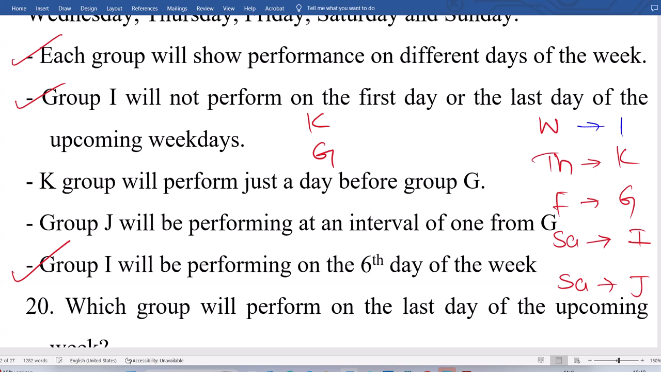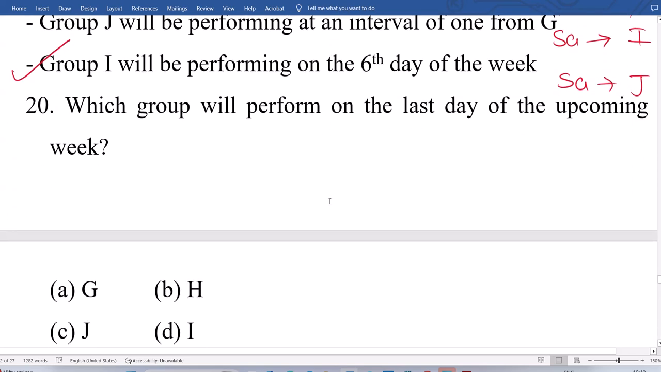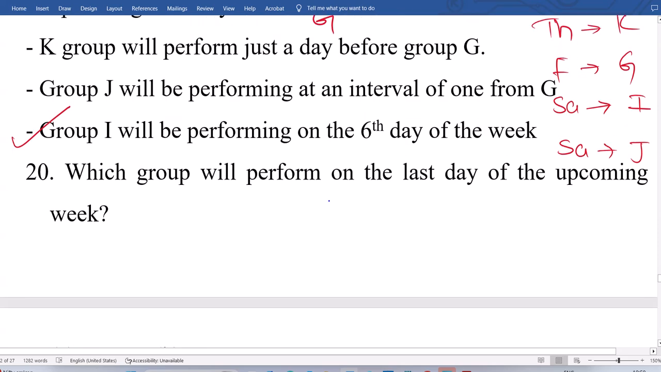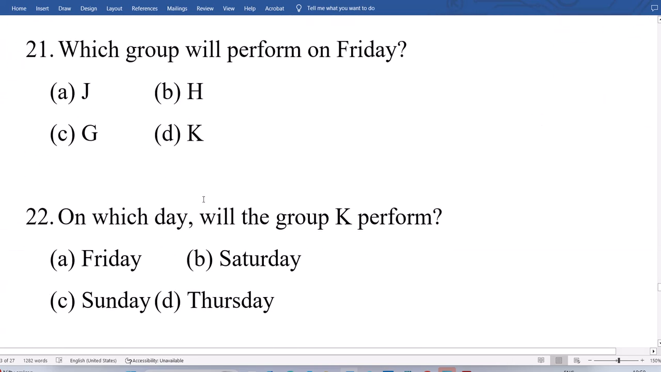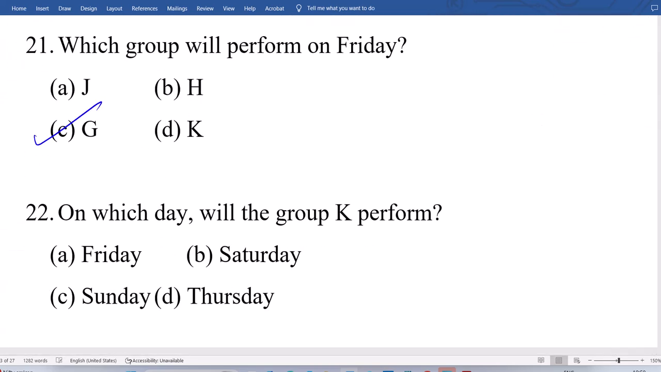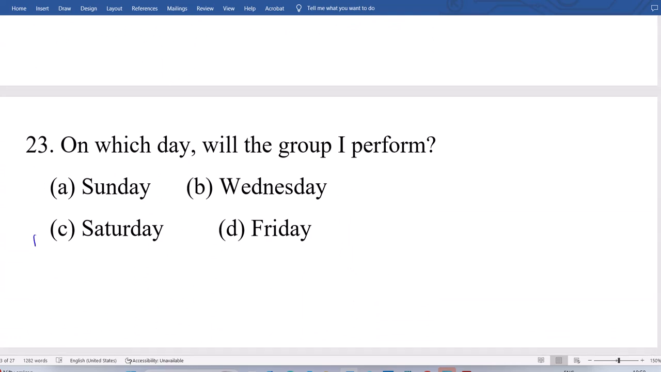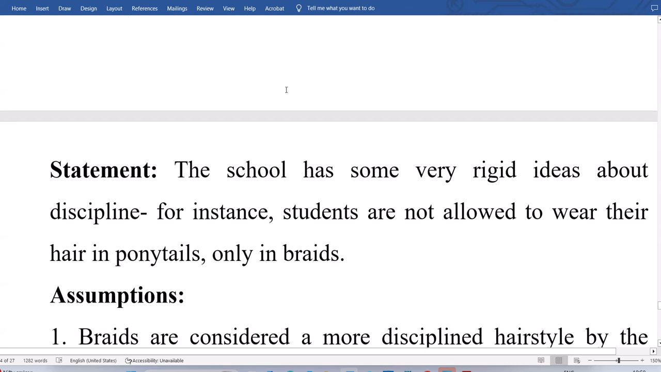Good. So H, K, G, I, J. The last day performing is J, Sunday. Then Friday is G, K performs on Thursday, and I will be on Saturday. That's a direct question. Next one.